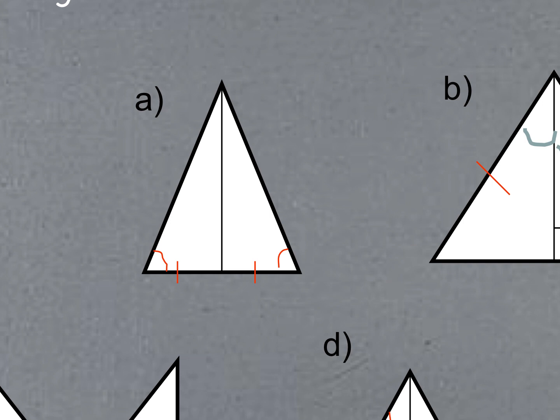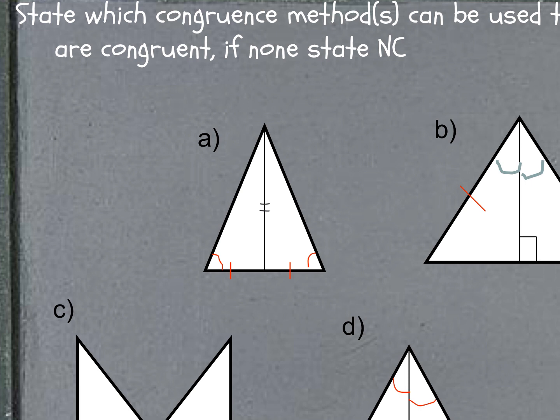But I do know that these lines right here are congruent because they're sharing the side. When you're sharing a side, we can automatically say they're congruent. But looking at this, it's not side, angle, side. If it was, it would be side, angle, side, but they're not giving me this angle. So this would be considered angle, side, side. So for this one, it would be NC. Not congruent.